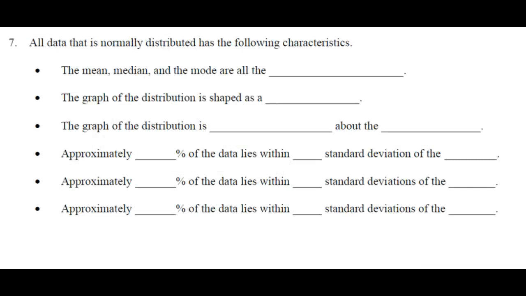Okay, so all data that is normally distributed has the following characteristics. The mean, the median, and the mode are all the same. Okay, so you look at that bell and you say, well, where's the middle? Right there. Where's the mean? In the middle, right there. What's the most frequently occurring? Well, it's a frequency polygon right there in the middle, right? Mean, median, mode, all the same. The graph of the distribution is shaped as a bell.